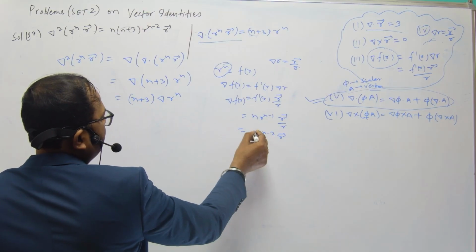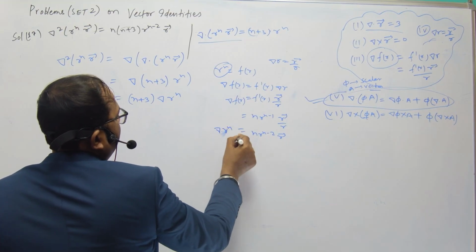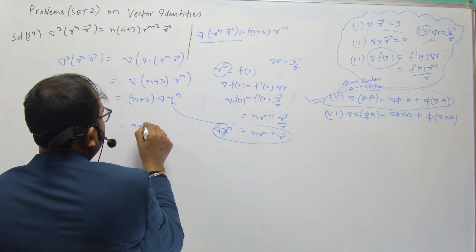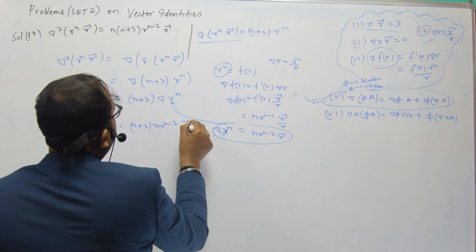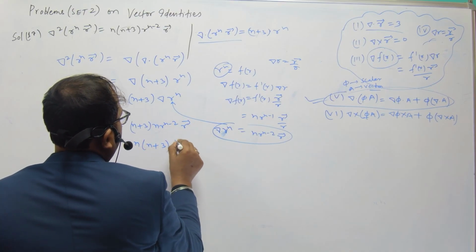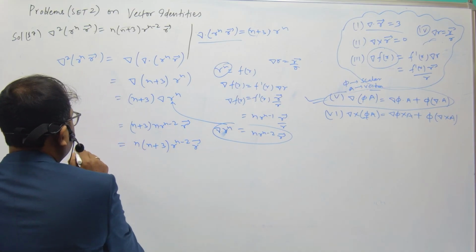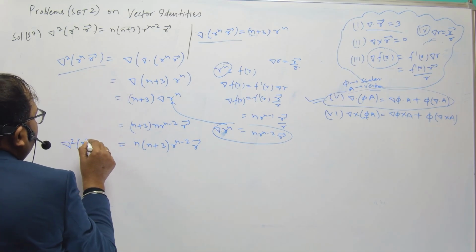So let us place here del of f(r), that is del of r^n. Let us place the value here. So this is equal to (n+3) times n r^(n-2) r vector, equal to n times (n+3) r^(n-2) r vector. We have to prove this value. So del square r^n r vector.